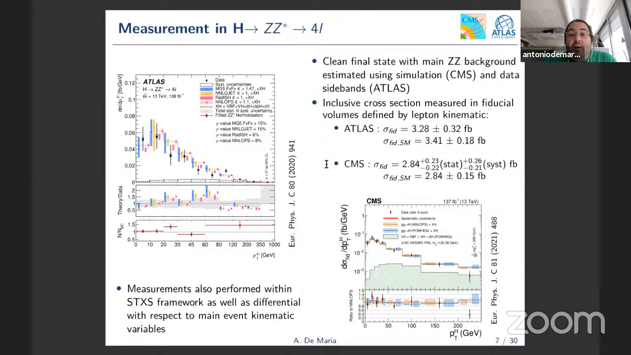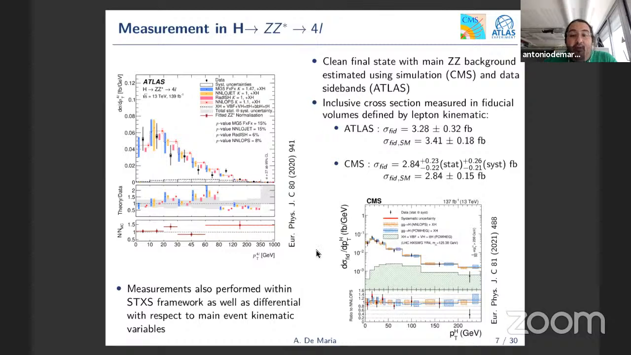We have also the inclusive cross-section measurement in the fiducial volume from both experiments, and you can see from the results reported in the slide that we have quite a good agreement of the measurement with the standard model prediction. The two different values of the fiducial measurement from the standard model are just because the two experiments are using a slightly different way of defining the fiducial volume in which the measurement is performed.